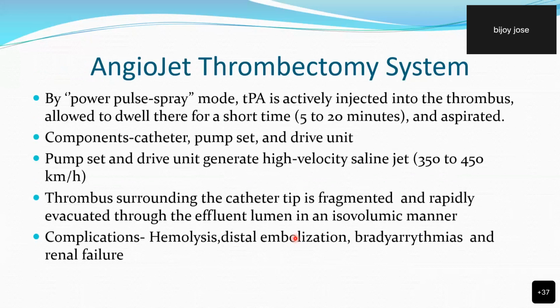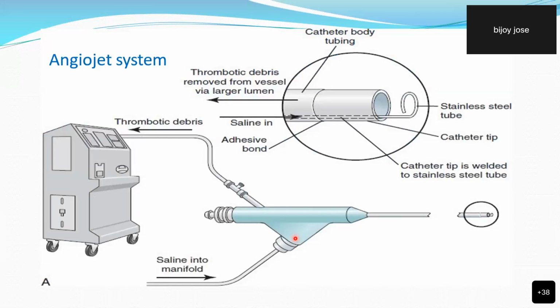The next is the AngioJet thrombectomy system, with a power pulse spray mode. Tissue plasminogen activator is actively injected into the thrombus, allowed to dwell there for a short time, 5 to 20 minutes, and aspirated. The components of the system are the catheter, a pump set and a drive unit. The pump set and drive unit generate a high velocity saline jet at 350 to 450 km per hour. The thrombus surrounding the catheter tip is fragmented and rapidly evacuated through the effluent lumen in an isovolumic manner. There are some specific complications like hemolysis, distal embolization, bradyarrhythmias, and renal failure that can occur when undergoing AngioJet. So this is roughly regarding the AngioJet system.